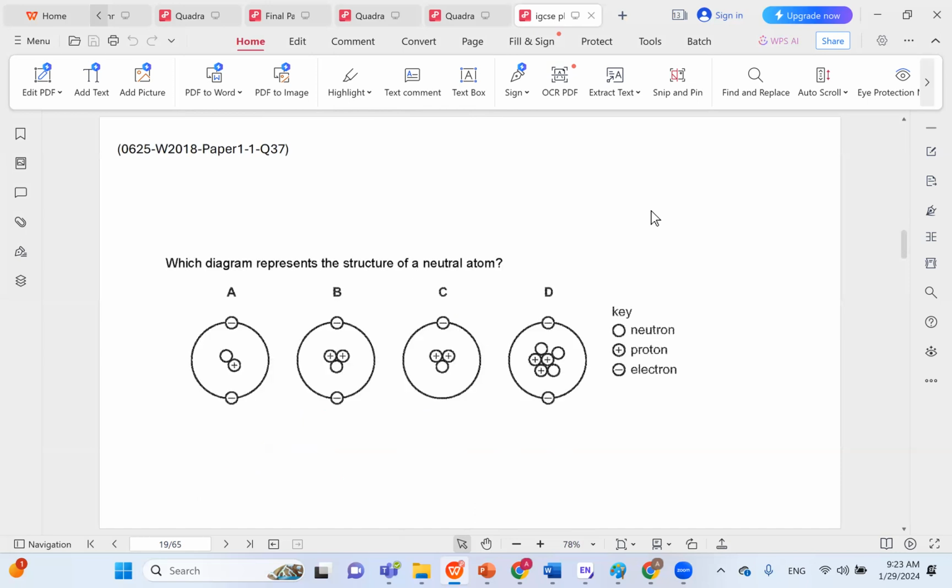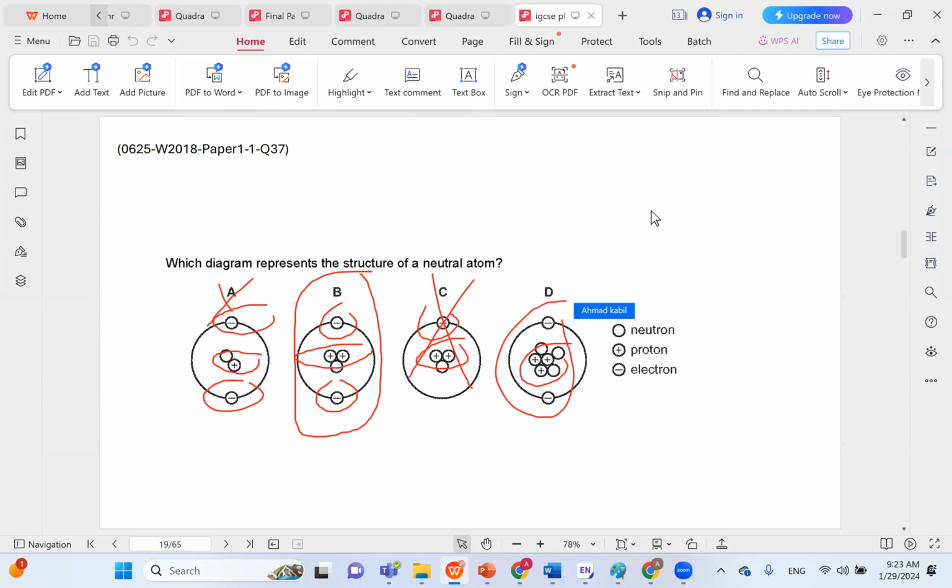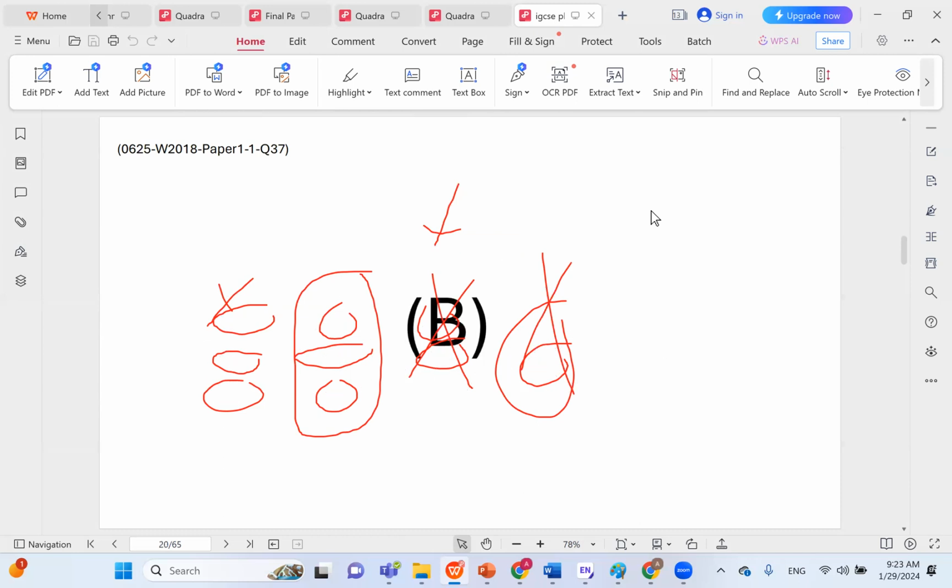Which diagram represents the structure of a neutral atom? So in order to be neutral, you have to have the same number of protons and electrons. That's the simple logic of it. So for example, A would not work because you have one positive and two negatives. B seems okay because you have two positives and two negatives. C has two positives, one negative, so this doesn't work. Three positives and two negatives would not work either. So in order to be neutral, it has to have the same number of protons and electrons. So B is the correct choice.